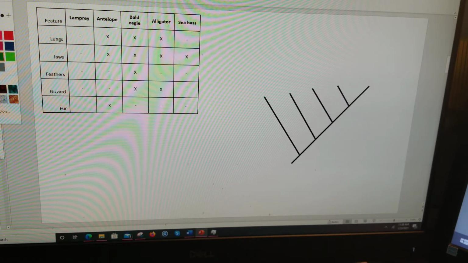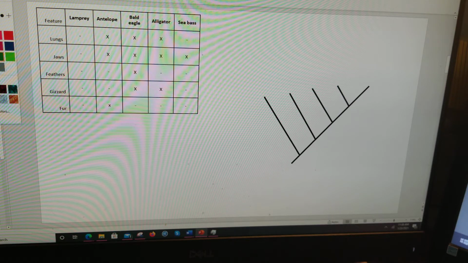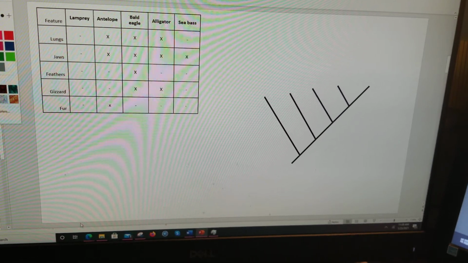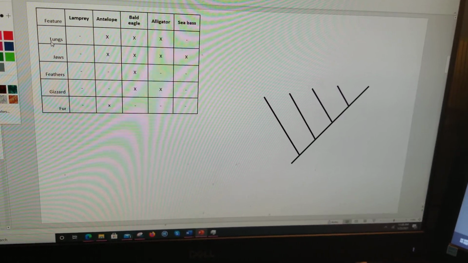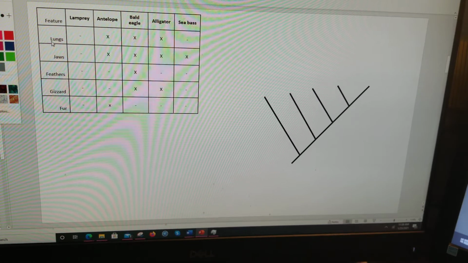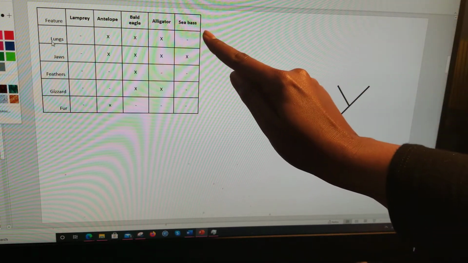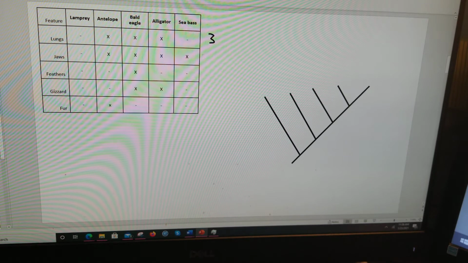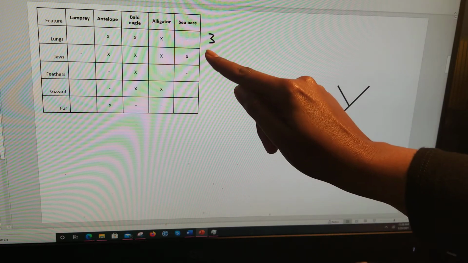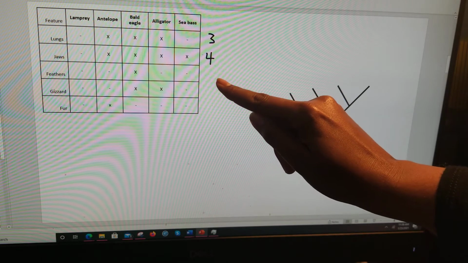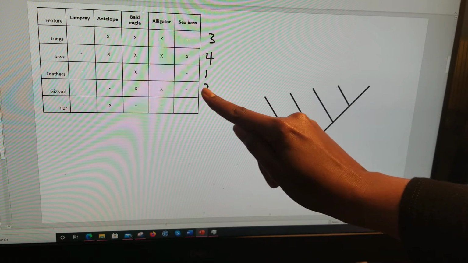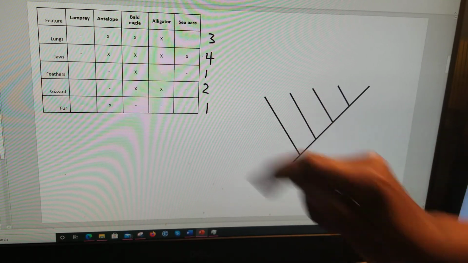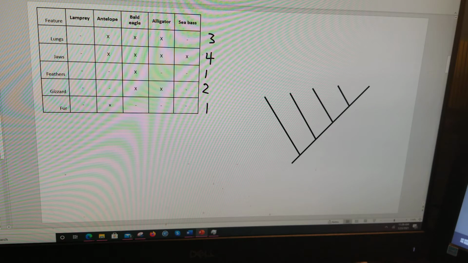I'm going to use black. You are going to count all the X's that you have for each of the features, not the species. And so therefore we begin. We've got 3 organisms that have lungs, 4 that have jaws, 1 that has feathers, 2 that have gizzard, and 1 that has fur. Okay, and so this is what we're working with.